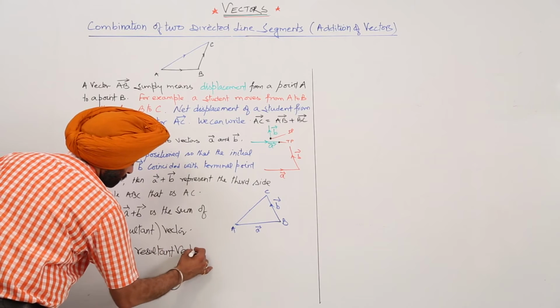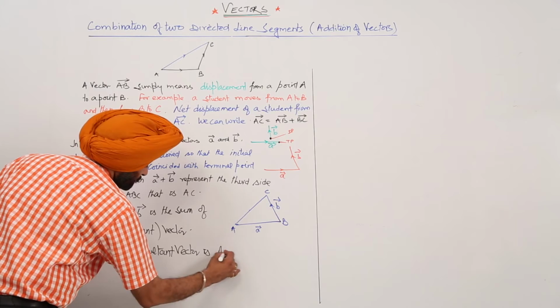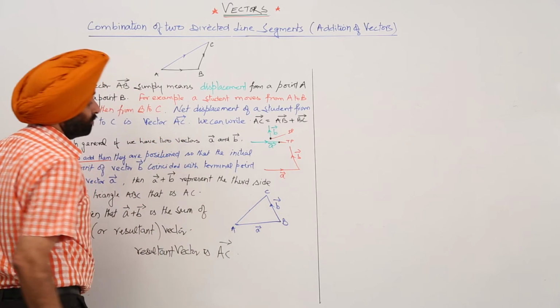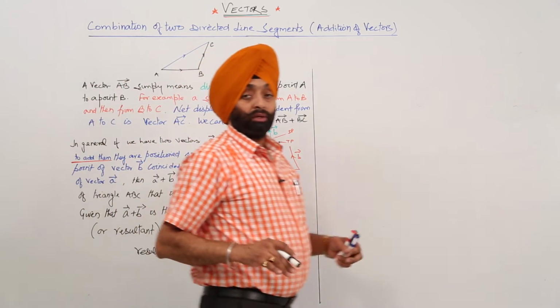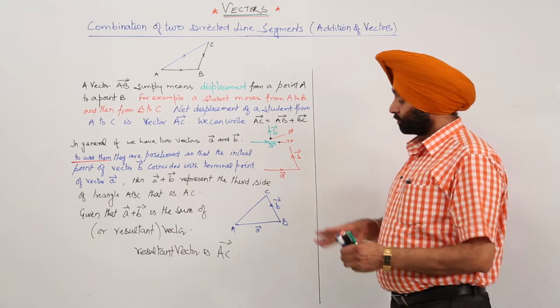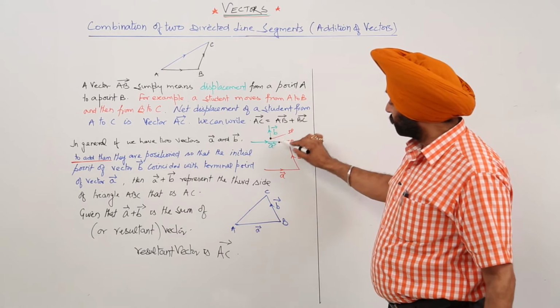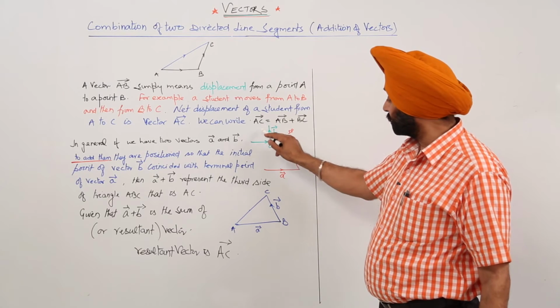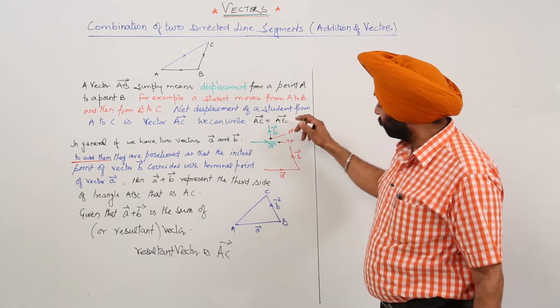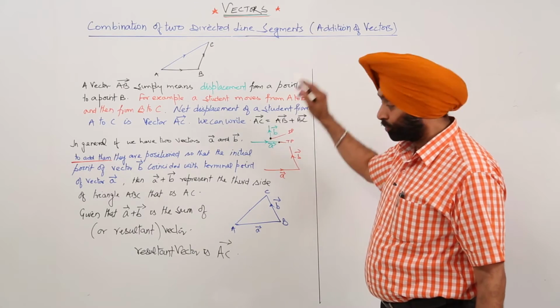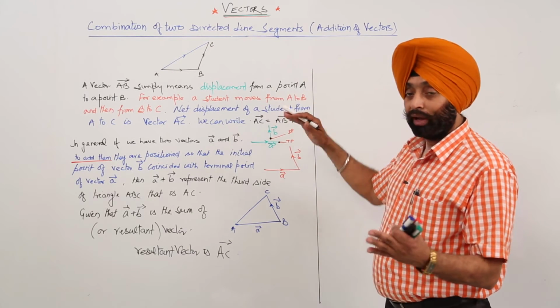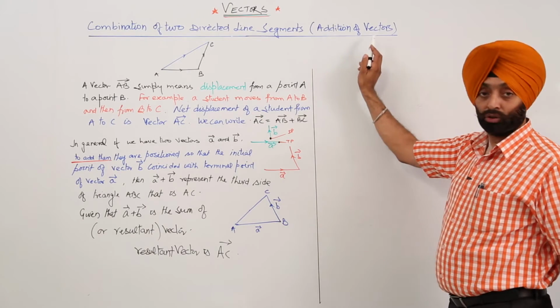Resultant vector is AC. Now this is the resultant vector. Once again, we now have three figures together. This one, first one, vector A, vector B, initial point, terminal point, vector B, initial point, terminal point. When we have to add, the heading is addition of vectors.